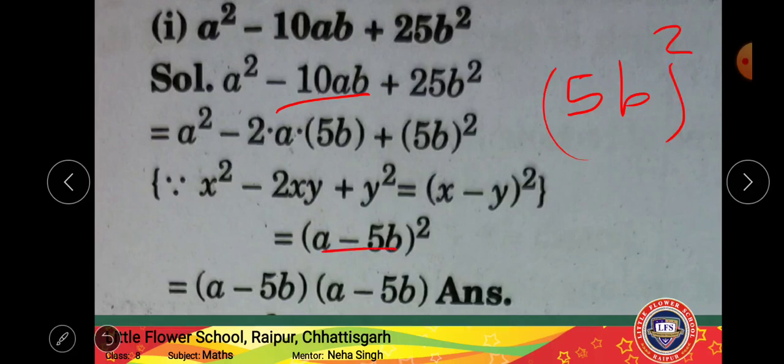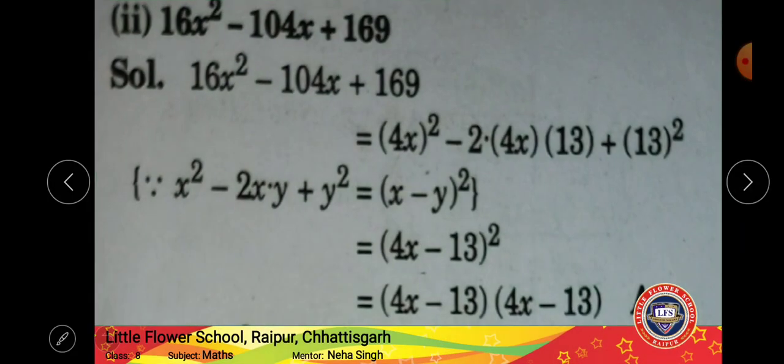So a, and the value of b is 5b. So a minus 5b, a minus 5b, or a minus 5b whole square. This question is also similar. 16 is the square of 4. 169 is the square of 13. Right? So first we'll convert it into the formula form and then we'll write it as x minus y whole square. X here is 4x and y is 13.